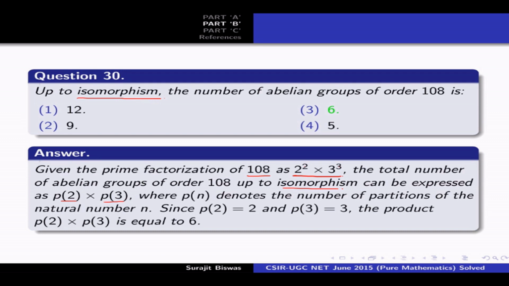Now we can see that P(2) equals 2 and P(3) equals 3. The product P(2) times P(3) is equal to 6. So here the correct option is 6.